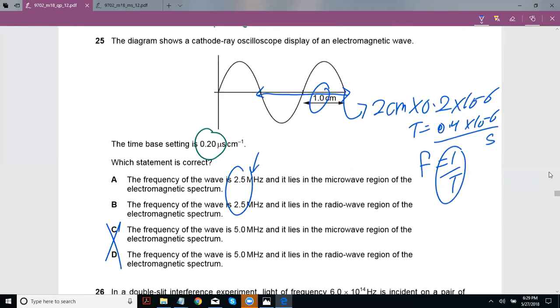And it wants you to know which region it lies in, whether it's the microwave region or the radio wave region. Now, this is where a bit of memorization comes into play.